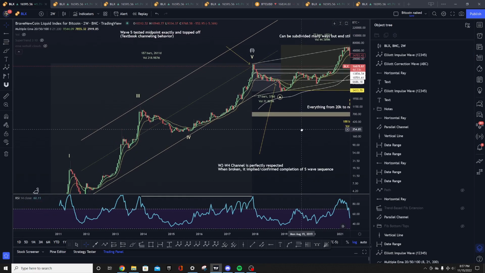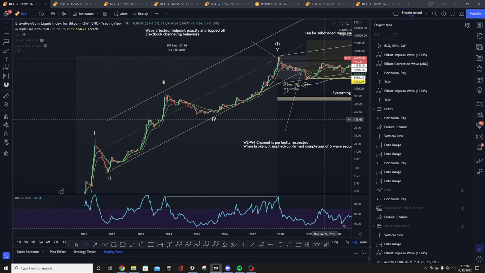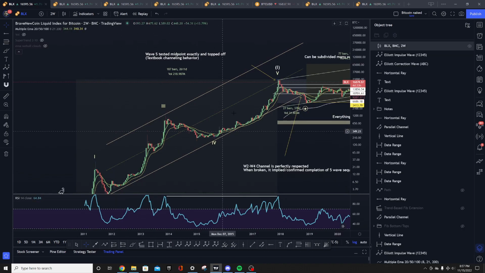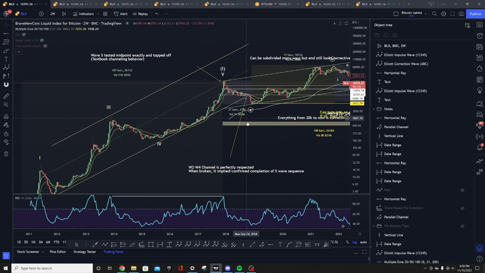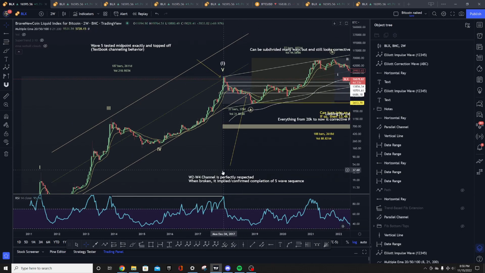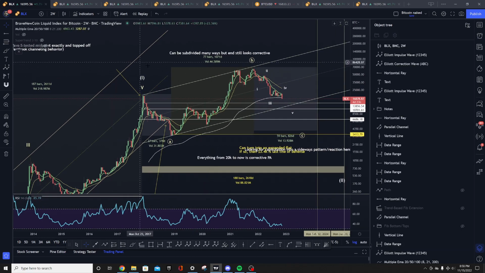Let's talk about this channel here. This is the base channel between 2 and 4, and you can see waves 3 and 5 respect it perfectly. Wave 5 tested the midpoint exactly and topped off, and that's textbook in my opinion. When you break this channel, that indicates a significant correction is underway, which is what happened. So right here, all of this, in my opinion, is corrective for this count to happen.